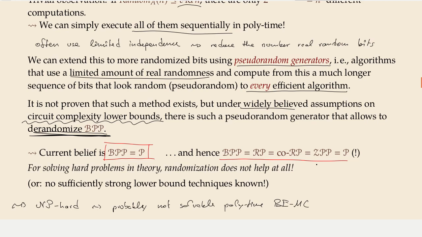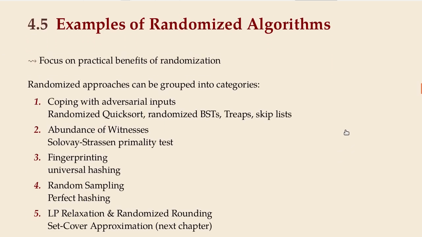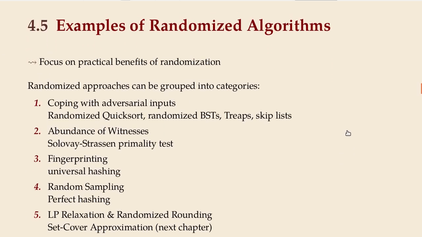For you, it might be good news because you don't have to learn new kinds of reductions. For the rest of our course, this means that we will focus on practical benefits of randomization, because apart from complexity theory, people are actually sure that randomization helps you a lot to speed up or simplify algorithms in practice.